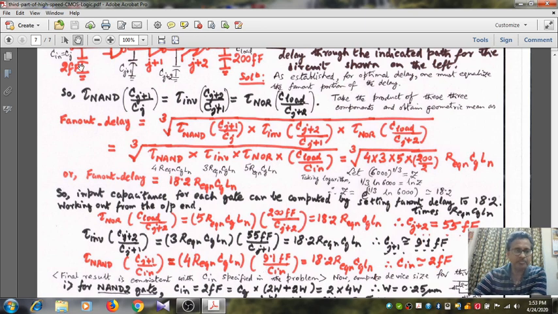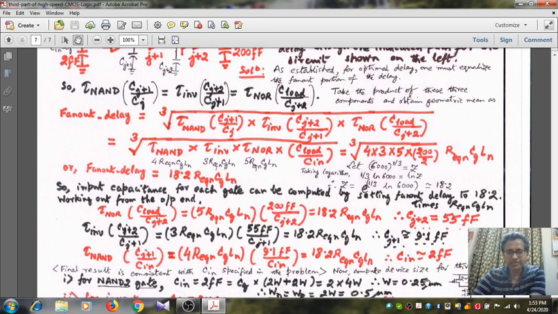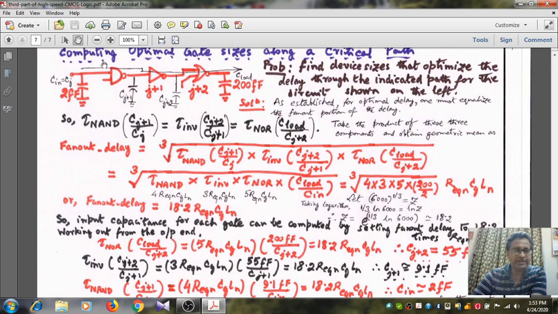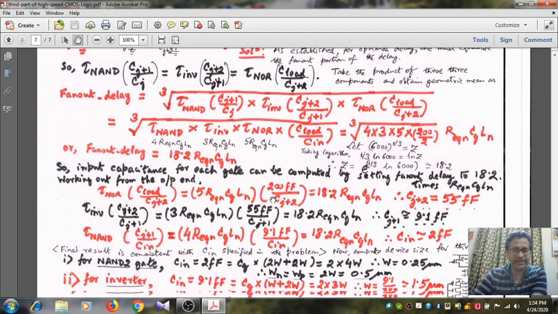So we specified 2 femtofarad, and it is also required that this 2 input NAND gate should have an input capacitance of 2 femtofarad. Now that I have got the input capacitance of the 3 gates, for this I have got 2, for this I have got 9.1, for this I have got 55 femtofarad. So now I can easily calculate the device sizes, or the transistor size.